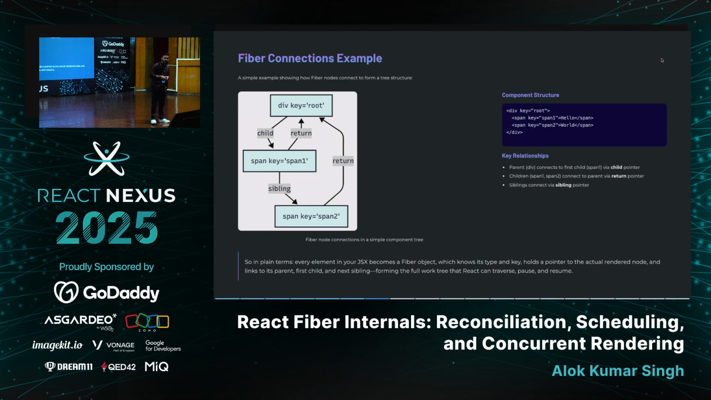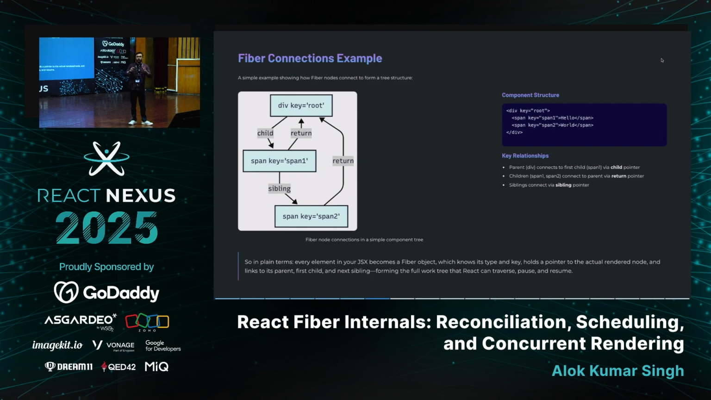Let's say we have our component structure on the right side with div as key root, and it has two children, span 1 and span 2 with the key, right? And on the left side, you can see how this fiber node is connected with each other. The div is connected to span 1 with a child pointer, and span 1 is connected with span 2 with a sibling pointer. And now these two, span 1 and span 2, are connected to the root fiber with the help of this return pointer. This is how a full-fledged fiber tree is going to be created.